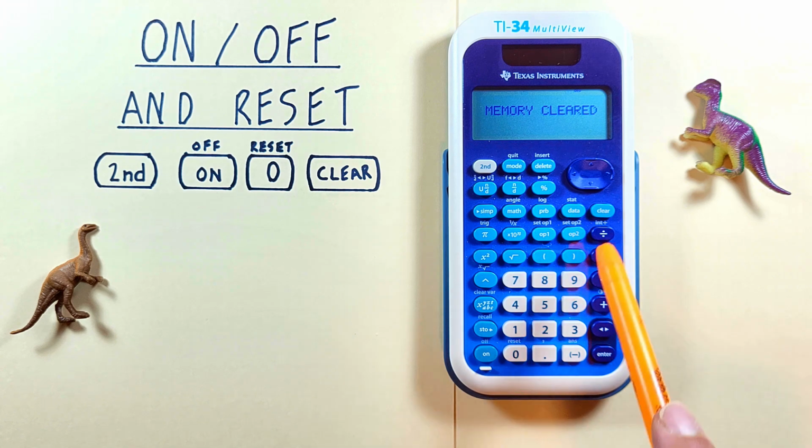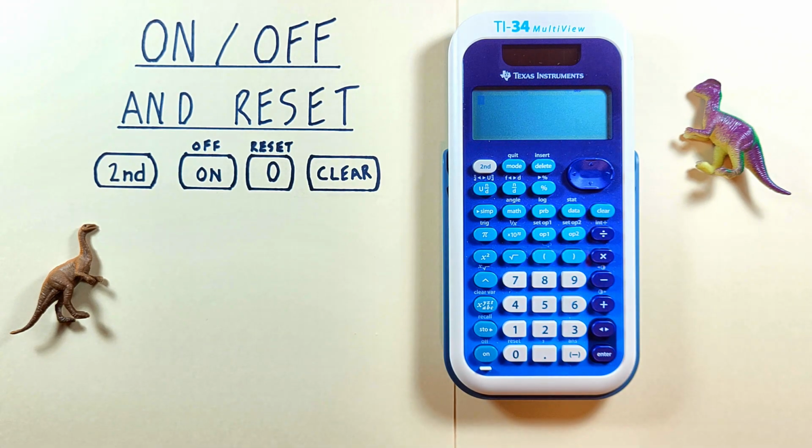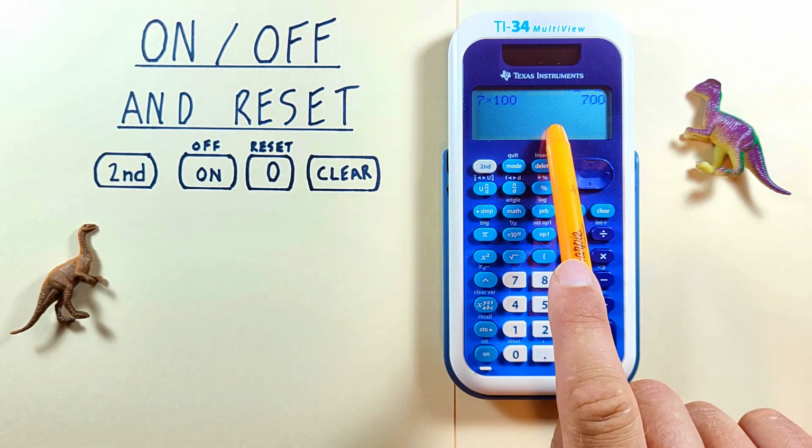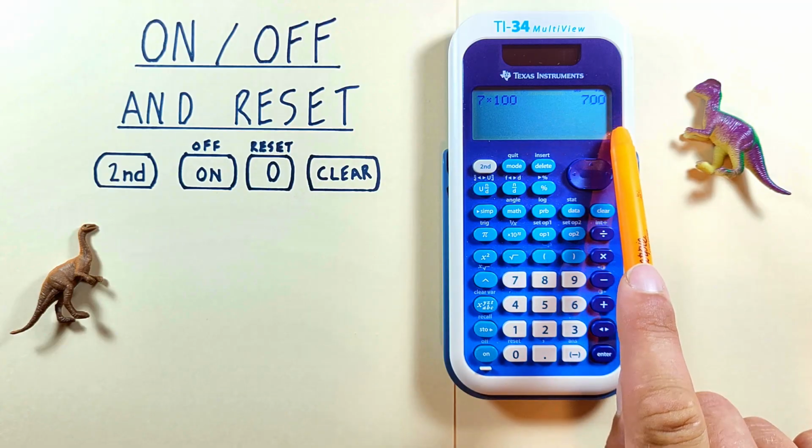And now if we hit clear and do the same calculation, 7 times 100, we see we get our normal result, which is 700.